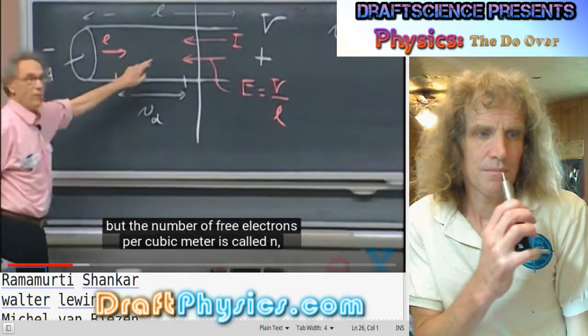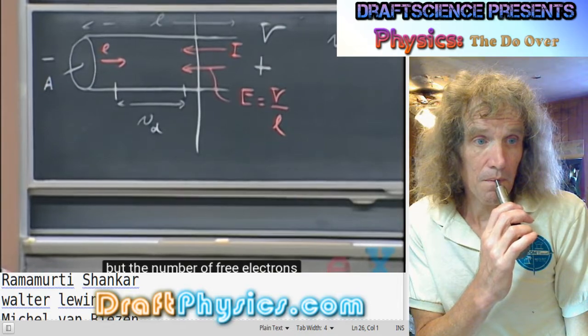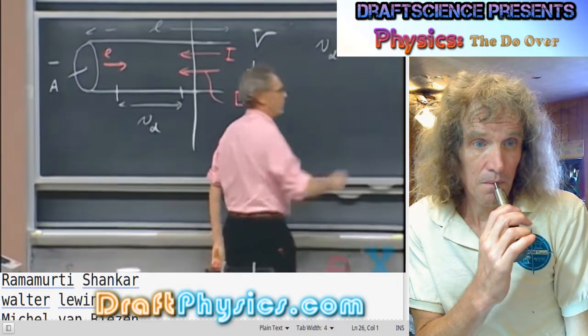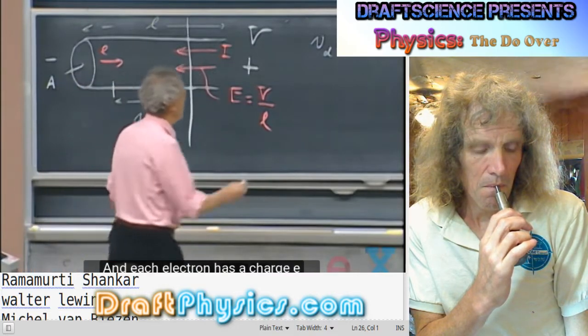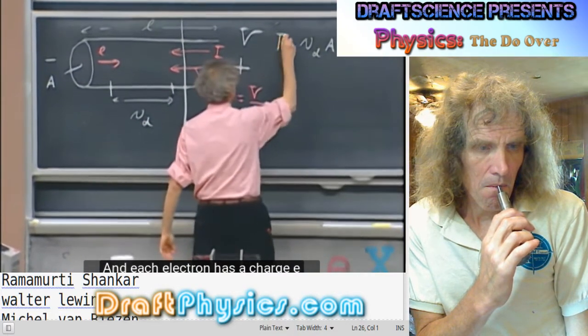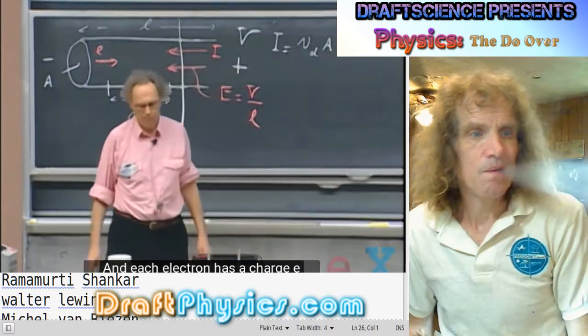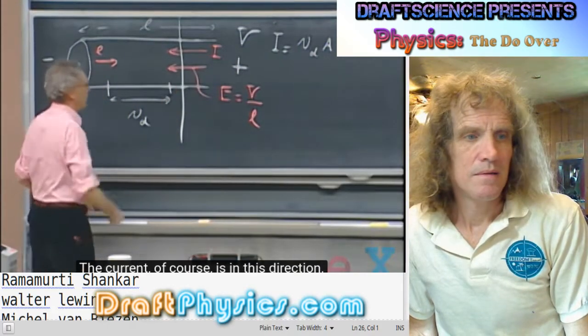But the number of free electrons per cubic meter is called N. So this is now the number of free electrons that passes per second through any cross-section. And each electron has a charge E, and so this is the current that will flow. The current, of course, is in this direction, but that's a detail.